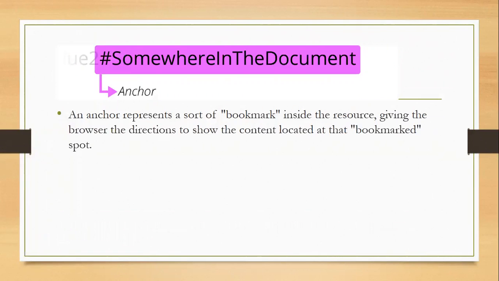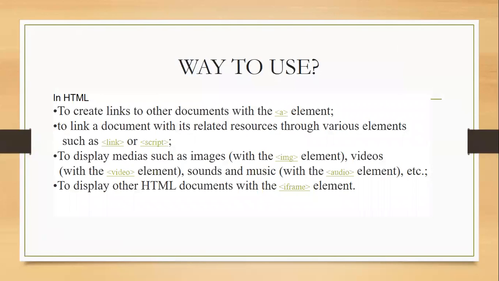After that, here it is the anchor tag, somewhere in the document, hashtag. Here an anchor represents a sort of bookmark inside the resource, giving the browser the direction to show the content located at that bookmark. It means, to mention any hyperlink, any link on a web page, we have to use an anchor tag. With the help of this, we can switch from one page to another page within a website or outside the website. It can be implicit or it can be explicit. So this is all about URL.